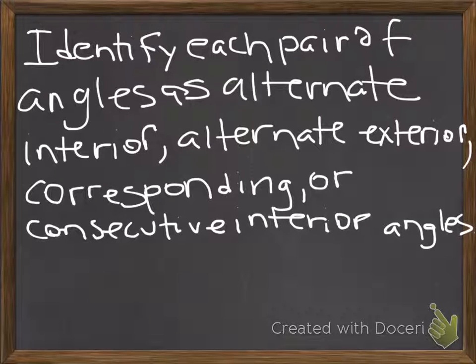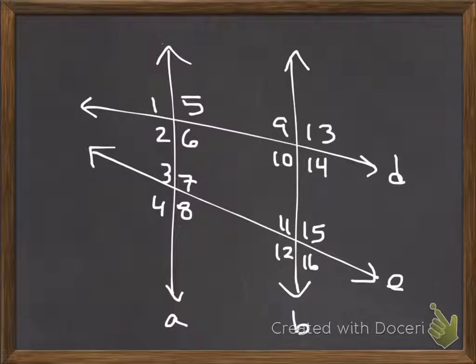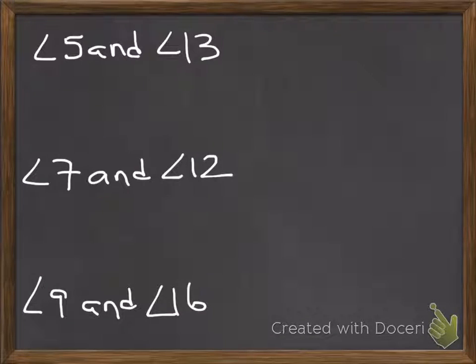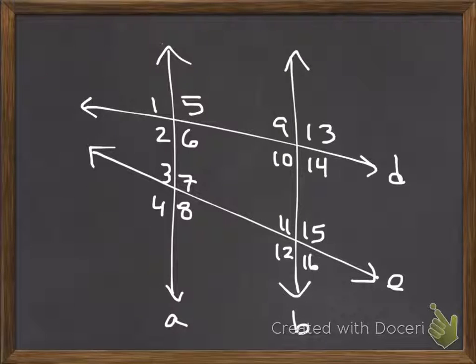Next, we're identifying each pair of angles as either alternate interior, alternate exterior, corresponding, or consecutive interior. So here's our figure. We're asked if angle 5 and angle 13, what are they? They are here. They are on the same side of the line, and one is inside these two lines, and one is outside, so that would have to be corresponding.